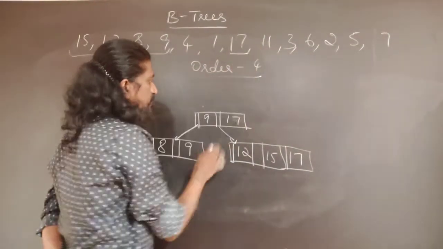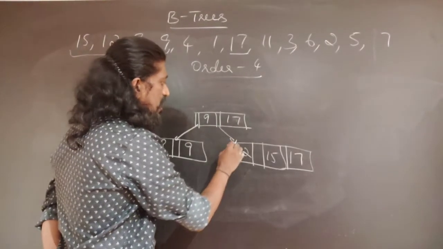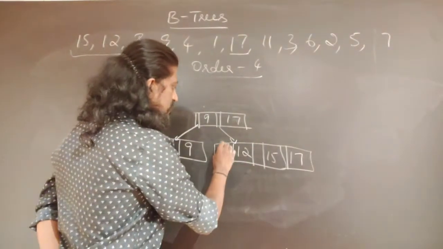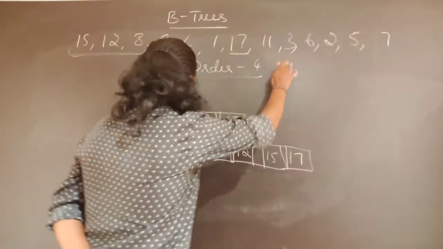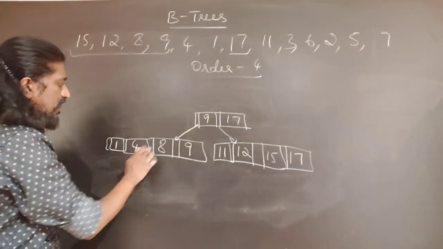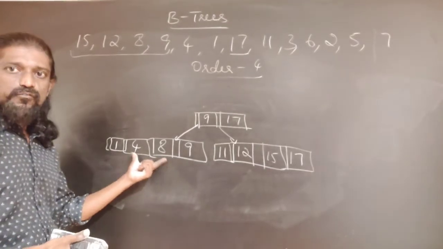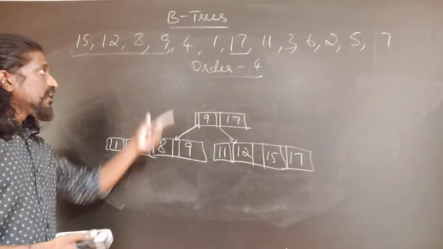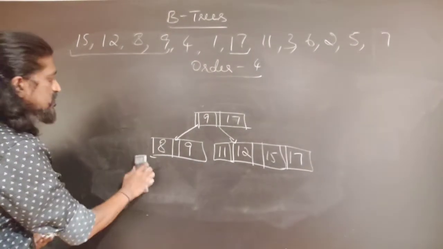So next 11. 11 is greater than 9, less than 17. So therefore we come here and we find that it is not the largest key. You just insert and leave it. Next 3. So when we take 3, 3 is less than 9. So we'll come here and 3 has to be inserted in between 1 and 4. We see that this node is already full. Since this node is already full, inserting 3 will cause an overflow. Since it causes an overflow, we will split this node.